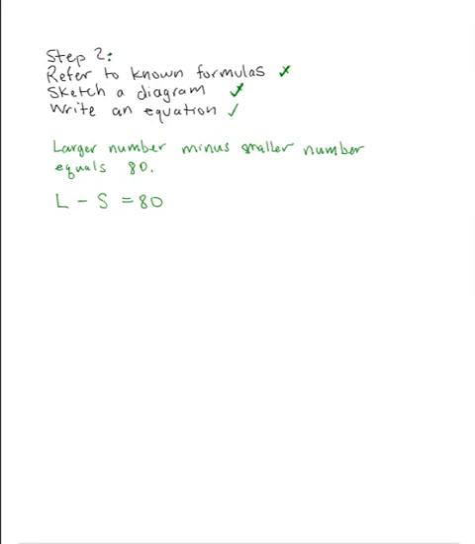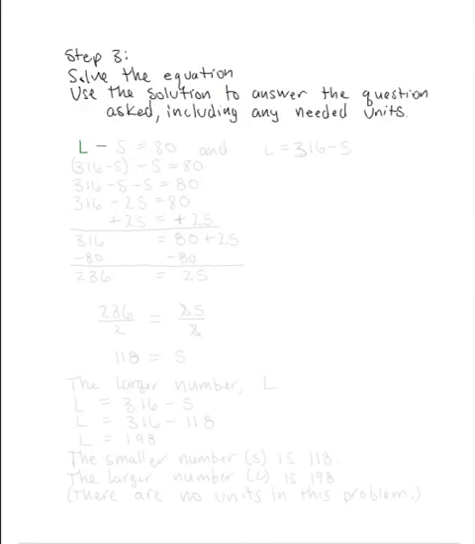We know that we have the equation that L minus s is equal to 80. And we also found out that L is equal to 316 minus s. So what we're going to do in this particular problem is make what we call a substitution. We know that L is equal to 316 minus s, so everywhere we see L, we can just put 316 minus s, because L and 316 minus s are equal quantities. So let's do that in our first equation.